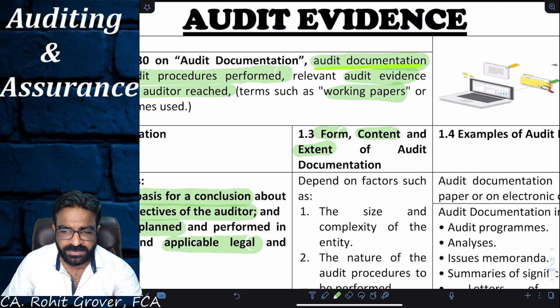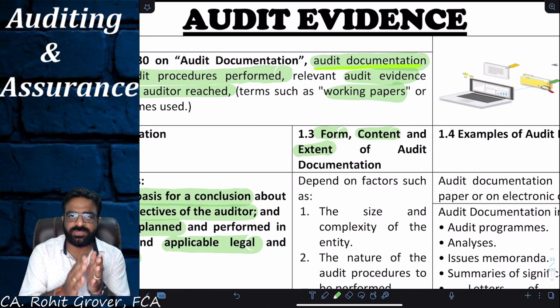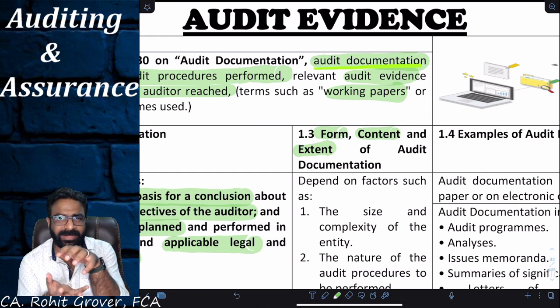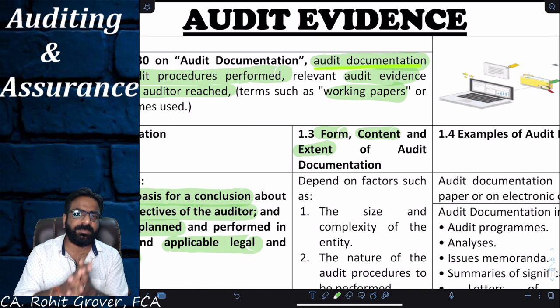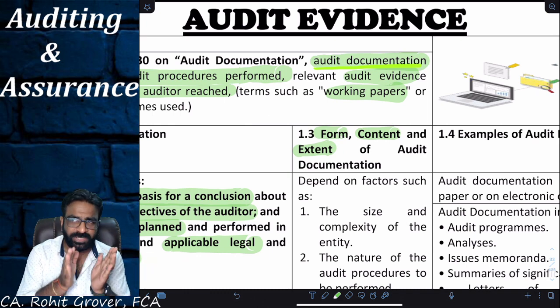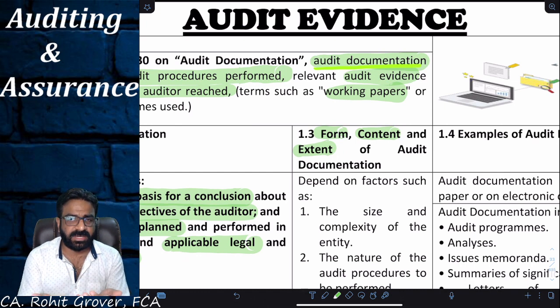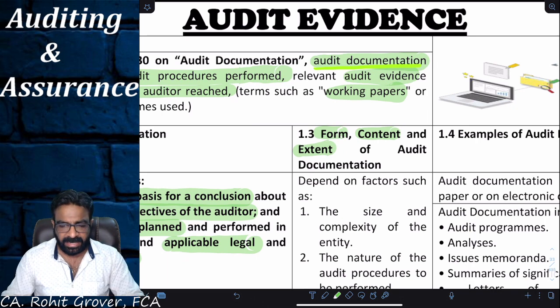Okay, I hope the screen is visible to all of you. Yes, sir. Okay. So what we were talking about: in this topic, we are going to understand how much should be the quantum of my file. Are you getting the point? What should be my file size? It should be bigger or it is going to be smaller. What should be included in my file? What shall not be included in my file? That means the contents of my file and the extent of the audit documentation, right? To what extent can I add something.